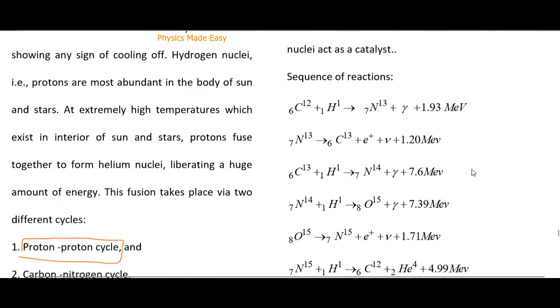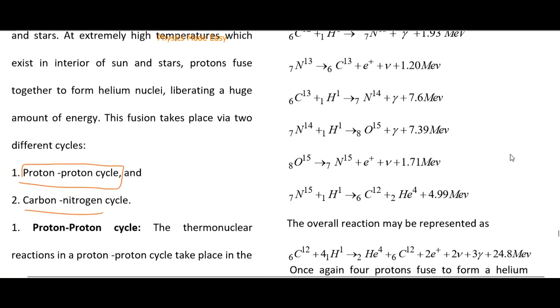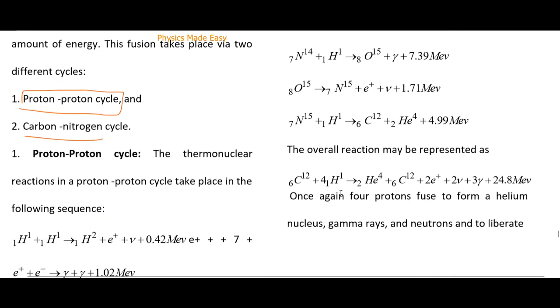The next is the carbon-nitrogen cycle. The carbon-nitrogen cycle is a very long cycle, and I will just write the final reaction. The final reaction is 6C12 plus 4 protons. This reaction is important from the board examination point of view.